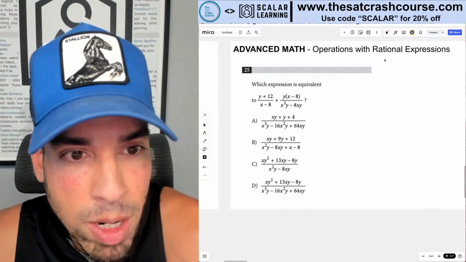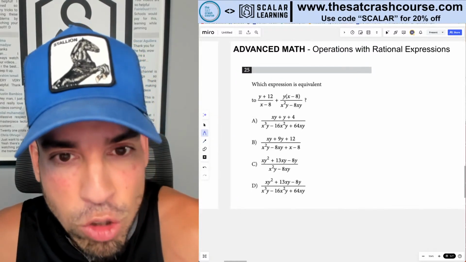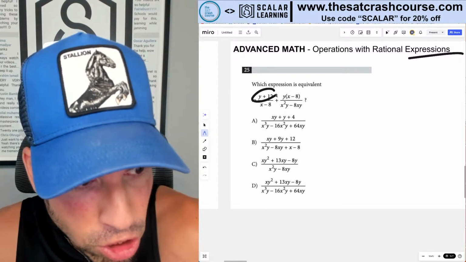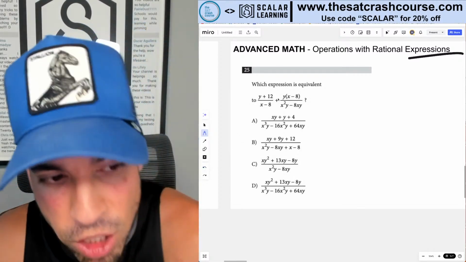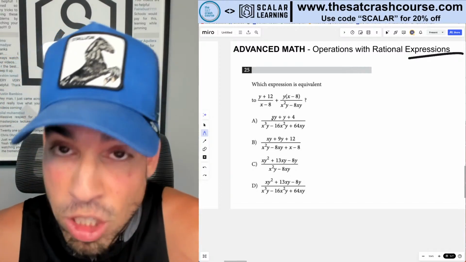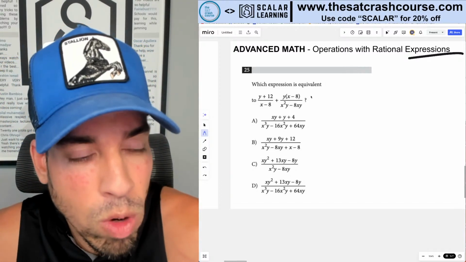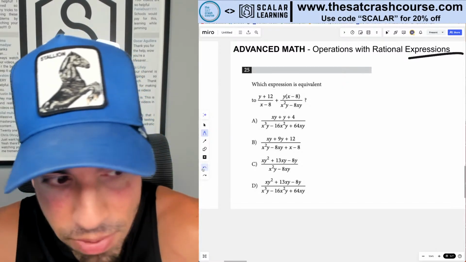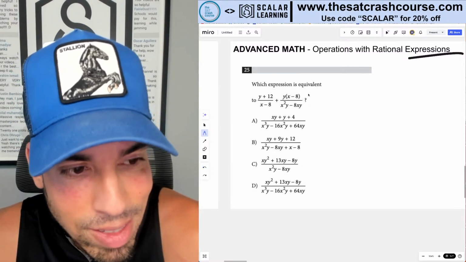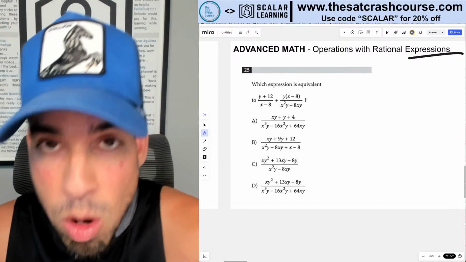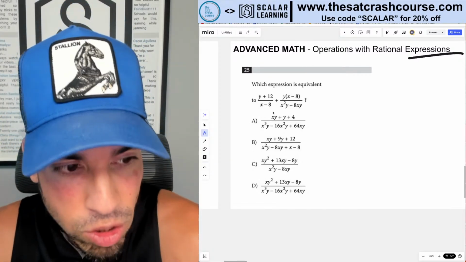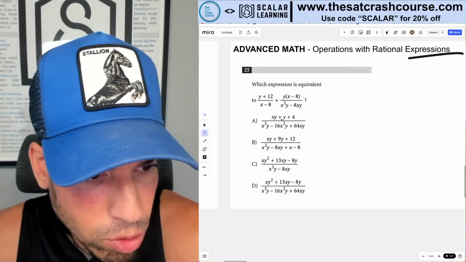Okay, now we're talking about operations with rational expressions. A rational expression is just something over something. And operations could be addition, subtraction, multiplication, division. So I chose one with addition, which I think is the hardest. Okay, so what are they saying here? Which expression is equivalent? We're trying to consolidate these two into a single term. That's really what we're talking about, which also means we're trying to get common denominators, right? So that's what we're trying to do here.